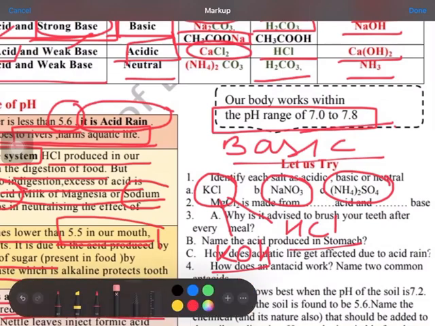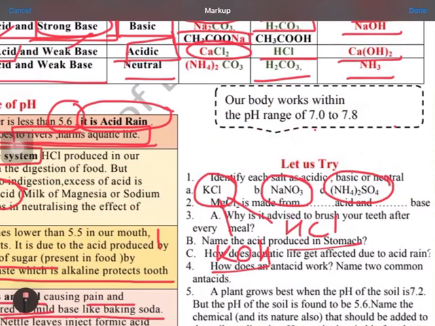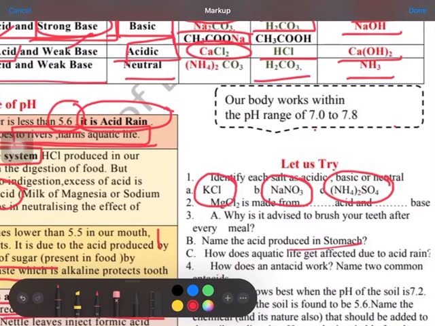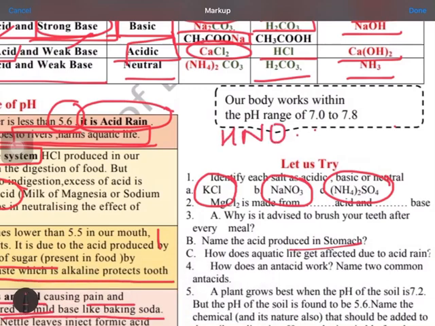NaNO3, sodium nitrate. So this sodium nitrate will be having two things. One is HNO3, and the other thing will be sodium hydroxide. So it will also be neutral because both are strong.